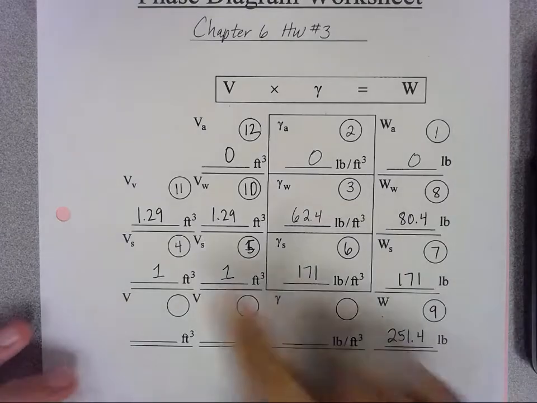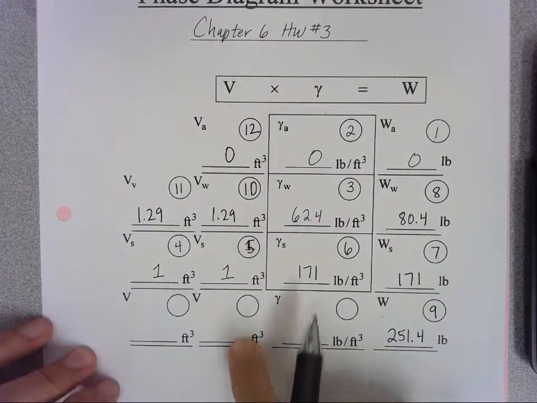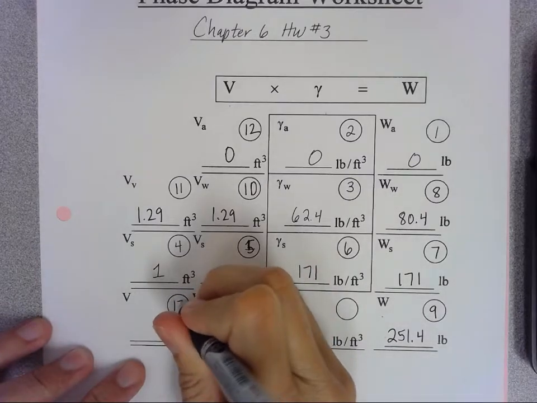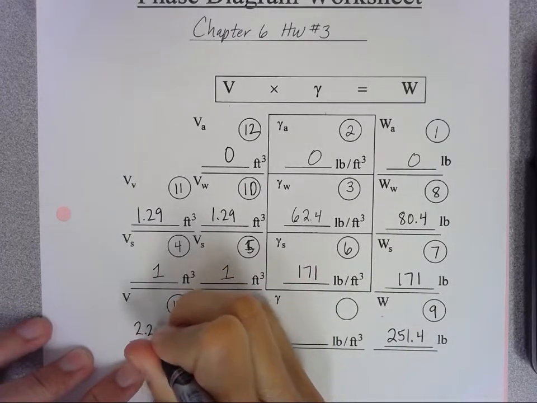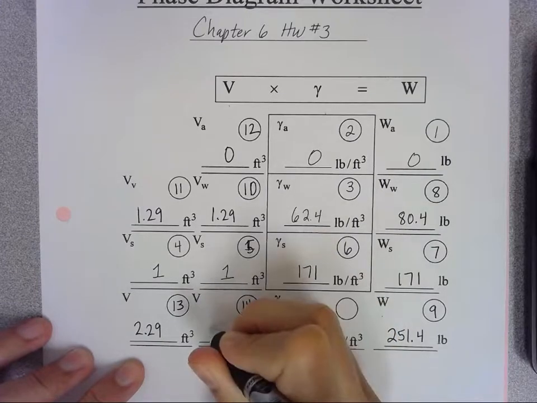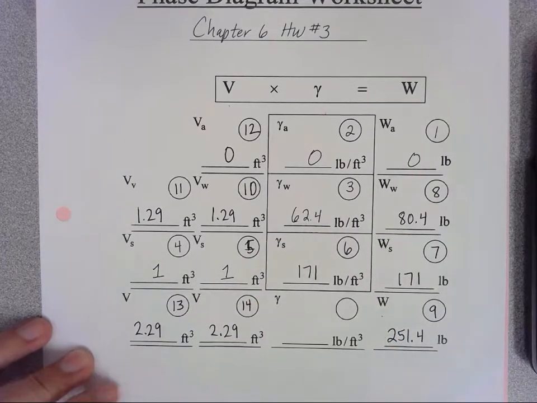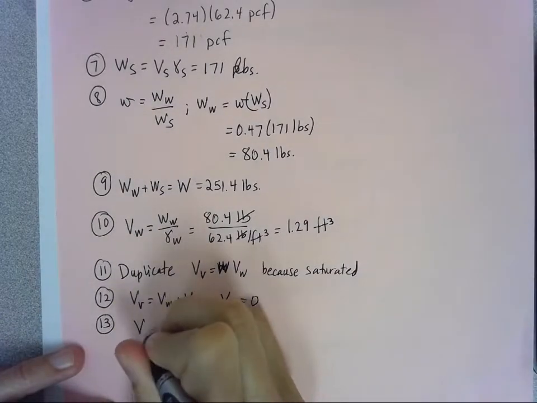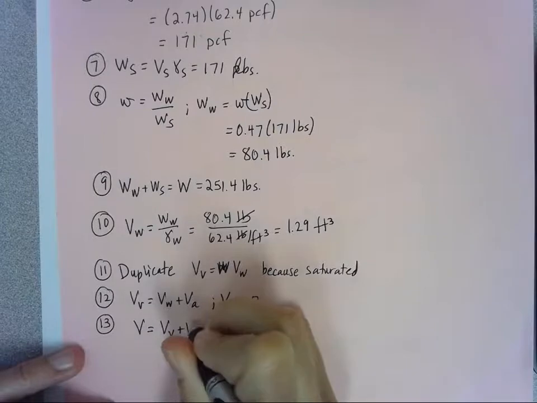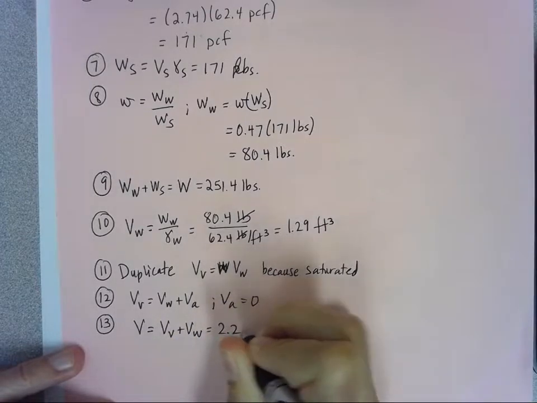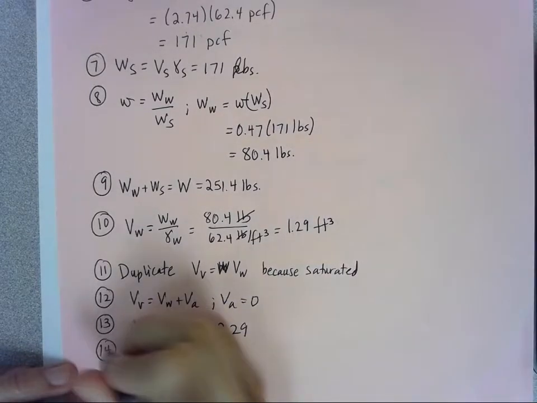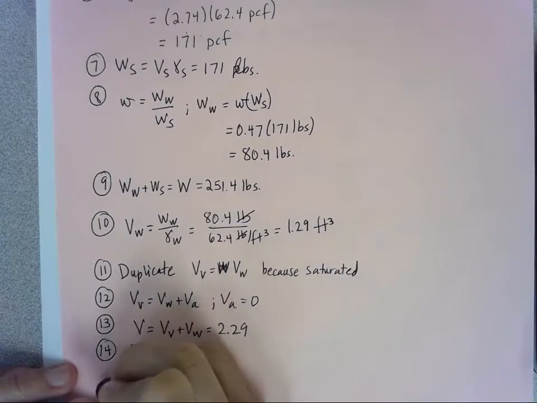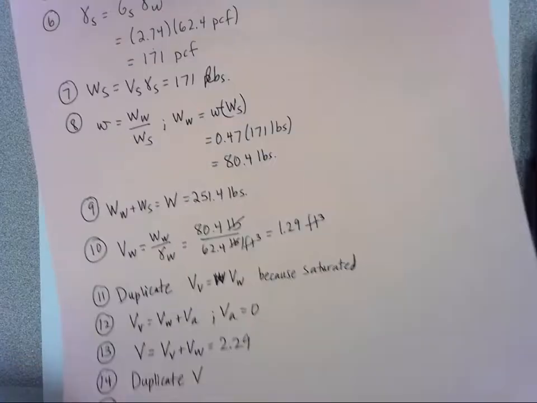All right, now I can just add up my columns here. I'm just going to go straight on down for my total volume here for 13. So that's just going to be 2.29, and then I'll duplicate it here for 14, 2.29. That 13 is going to be my volume of the voids plus my volume of water, which is 2.29. And then for 14, I'm going to duplicate that V. Okay, and that leaves me with 15, which is what I was looking for all along.